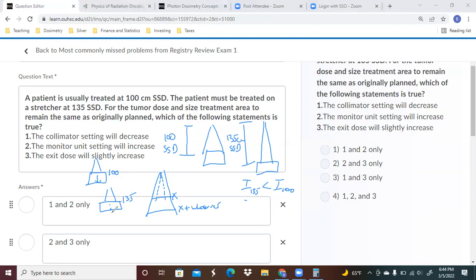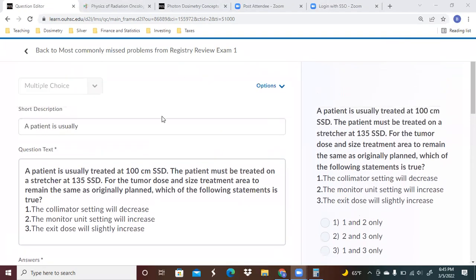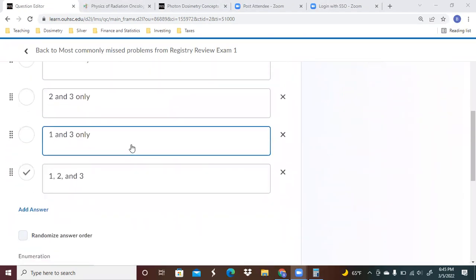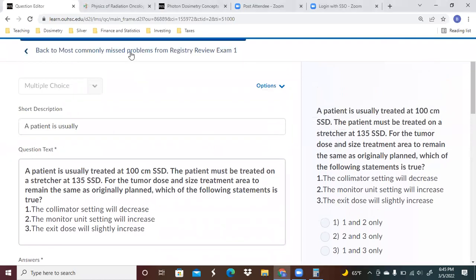In other words, the stuff that's downstream, you're going to see less of a fall off than what you would here. So that's why the exit dose will slightly increase, because the PDD is going to be a little bit higher at a greater distance away than what you see here. That's why all three of those are in fact true. You can see here, it's marked that way.